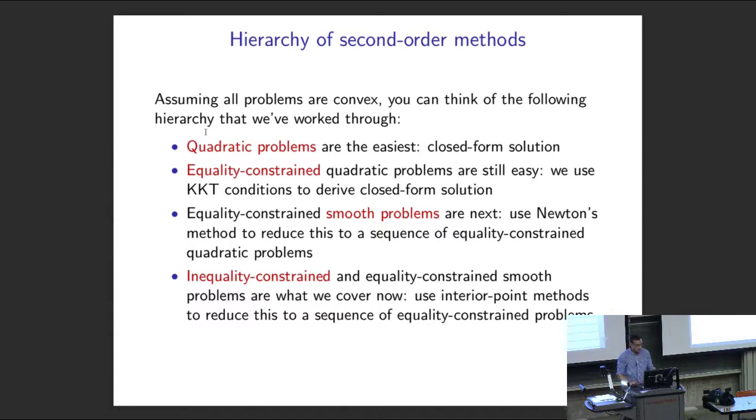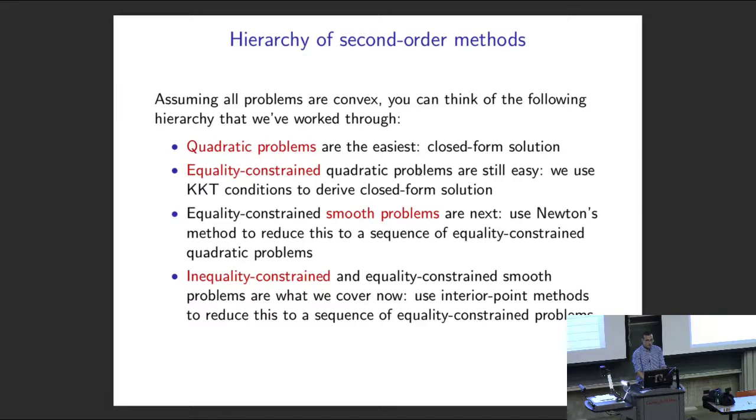I think it's nice to situate them in the hierarchy of what we've seen. So let's think about all problems being convex, and think about the problems we've seen so far and whether they're easy or hard and how we'd handle them. Convex quadratic problems are the easiest in some sense. Unconstrained convex quadratics have a closed form solution: I differentiate, set the gradient equal to 0, and have the solution in closed form after I solve a linear system.